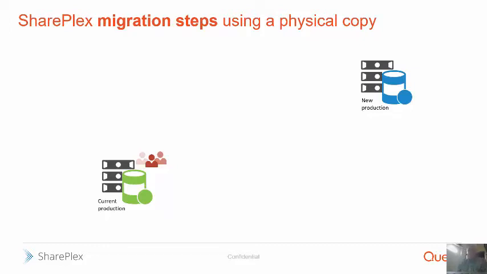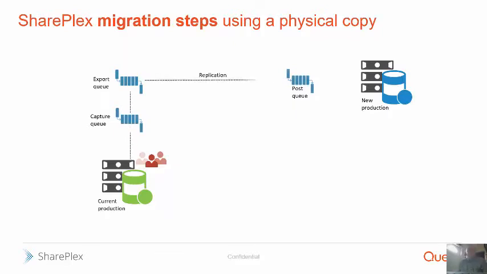We're going to start out by installing and configuring SharePlex on the source and the target, and starting SharePlex on the source. Got a capture queue, an export queue, and a post queue on the target. The post queue is just going to contain the transactions we're capturing and have them available to apply to the target, as I'll explain in a few minutes.